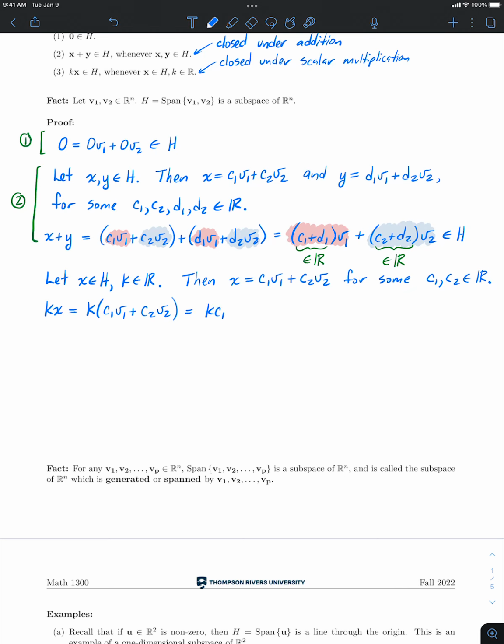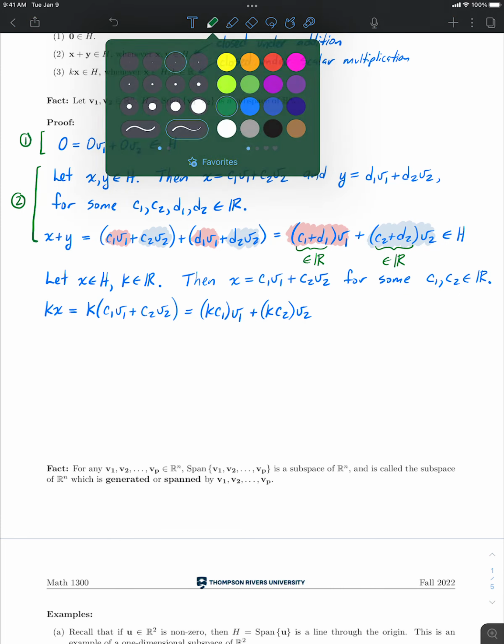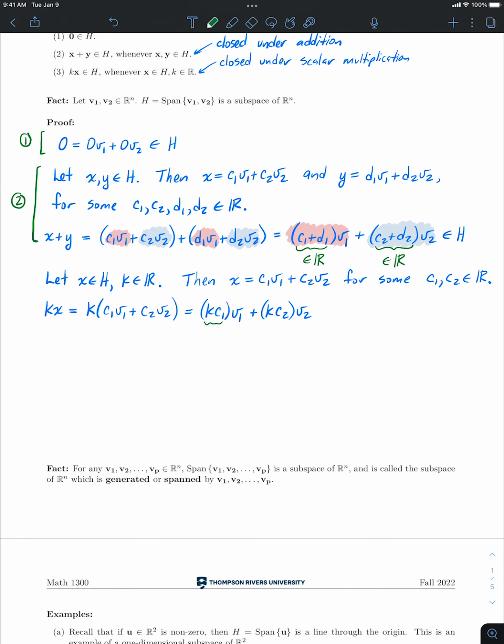k times C1 V1. I've put the brackets so that they group the scalars together, plus k times C2 V2. Okay, and then now I can do a similar sort of observation. I don't know what k is, and I don't know what C1 is, but I do know they're both real numbers. So I can say their product is going to be a real number. And same with the k C2. I don't know what k is, I don't know what C2 is, but I do know they're both real numbers.